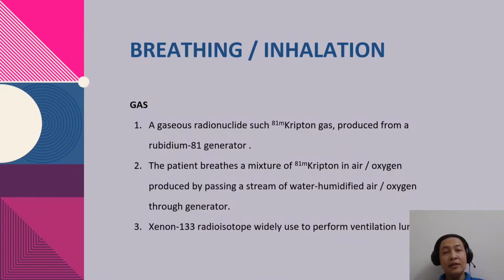Next is gas. The gases are radionuclides such as krypton 81 and gas produced from a rubidium 81 generator. The patient breathes a mixture of krypton 81 in air or oxygen, produced by passing a stream of humidified air or oxygen through the generator. We also use the xenon 133 radioisotope, widely used to perform ventilation lung scans.